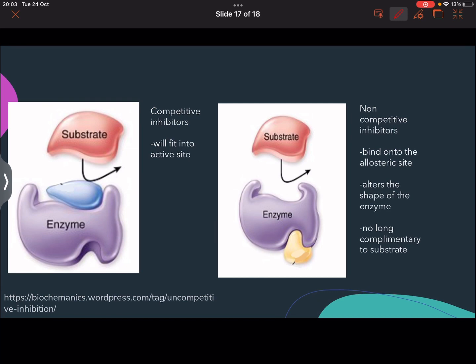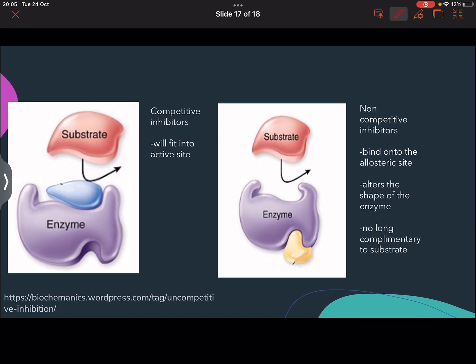Competitive inhibitors can actually fit onto the active site of the enzyme, as you can see here, the blue being the inhibitor. Because this has now happened, they act as a barrier to the substrate, and the substrate can no longer fit into the enzyme as it would before. This will slow down your reaction rate. The second is a non-competitive inhibitor.